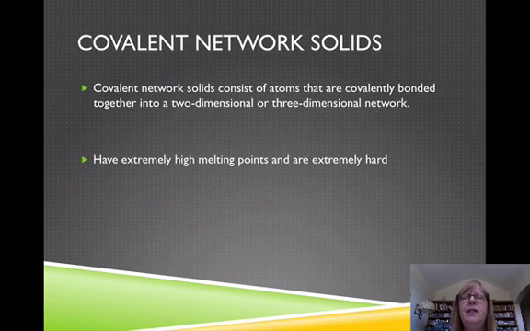And this is just a very select few solids. They are atoms that are covalently bonded. I like to think of their intermolecular forces as covalent bonds. I don't really know if that's the right way to describe it or not, but they are covalently bonded into a 2 or a 3-dimensional network. They're extremely hard, and they have extremely high melting points. So compared to even an ionic solid whose melting point is high, covalent network solids tend to have the higher melting point, and they tend to be extremely hard as well.